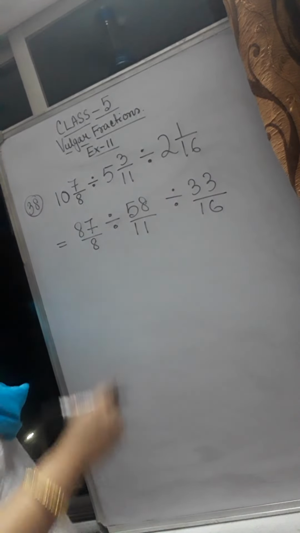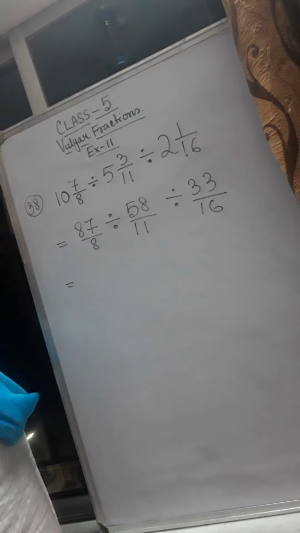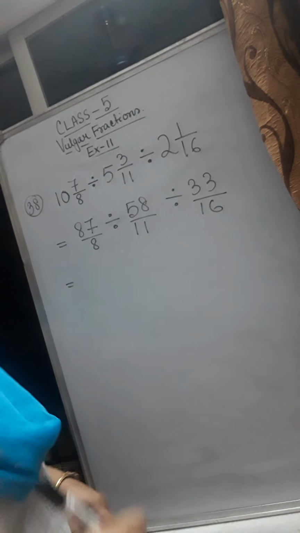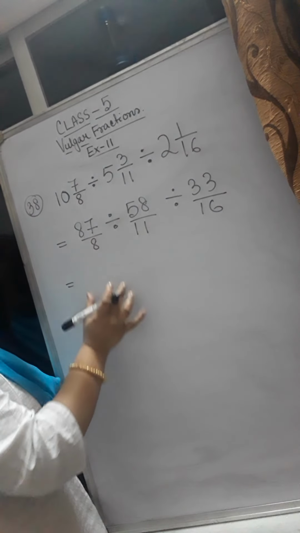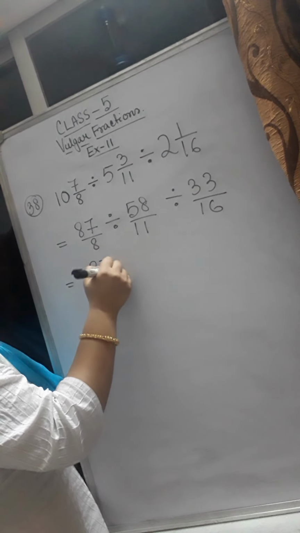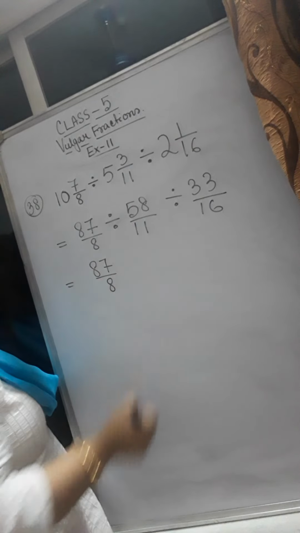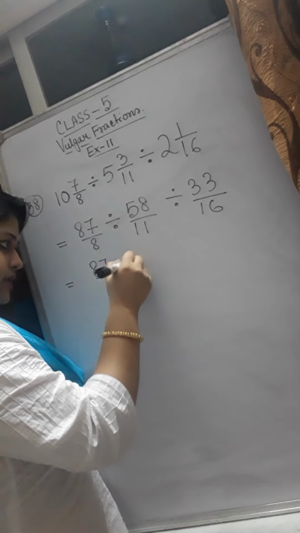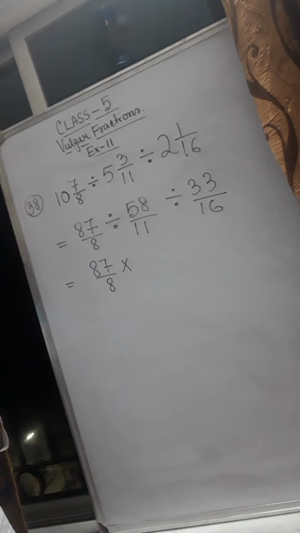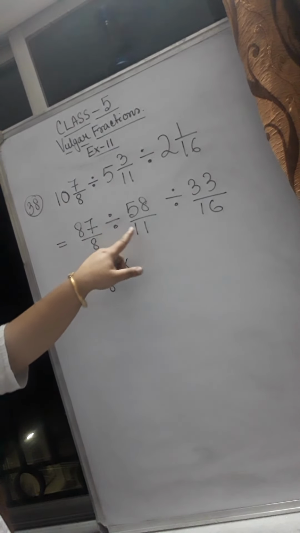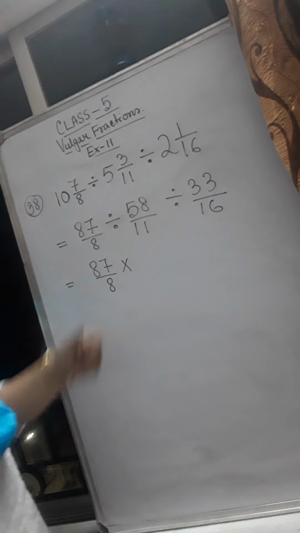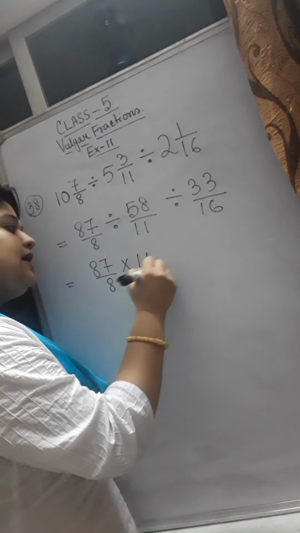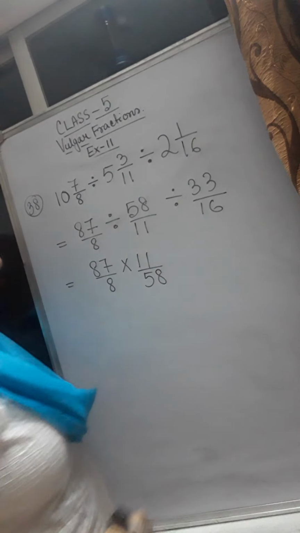Now, after converting into improper fractions, we have to change the division sign. So the first number remains as it is. Change the division into a multiplication sign. So what will happen? The number which comes after the division sign will change into its reciprocal. So it will be 11 by 58.